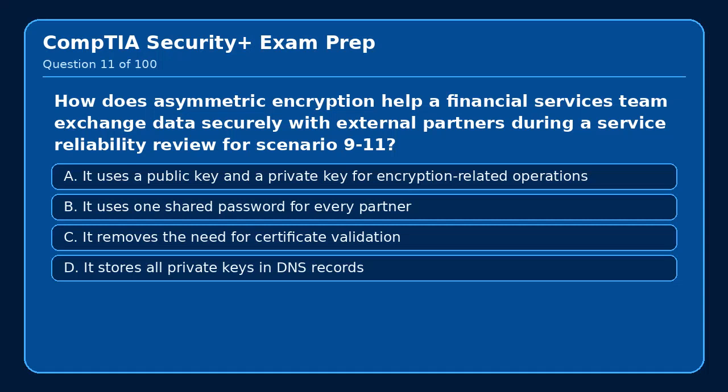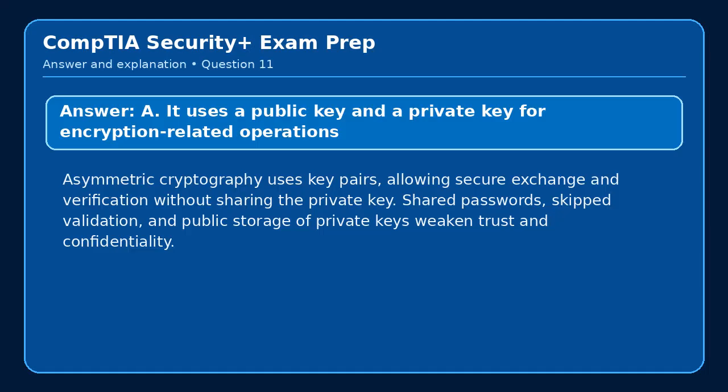Take a moment to choose your answer. The answer is A. It uses a public key and a private key for encryption-related operations. Asymmetric cryptography uses key pairs, allowing secure exchange and verification without sharing the private key. Shared passwords, skipped validation, and public storage of private keys weaken trust and confidentiality.